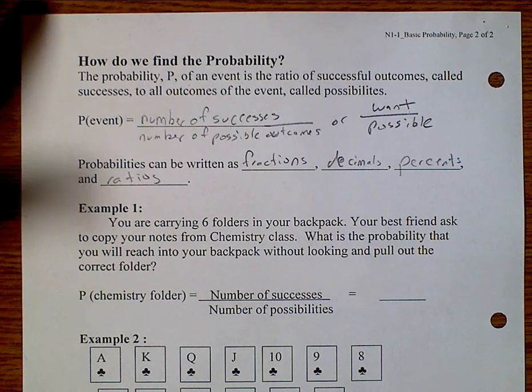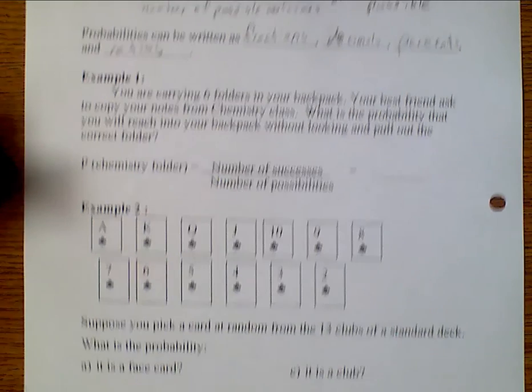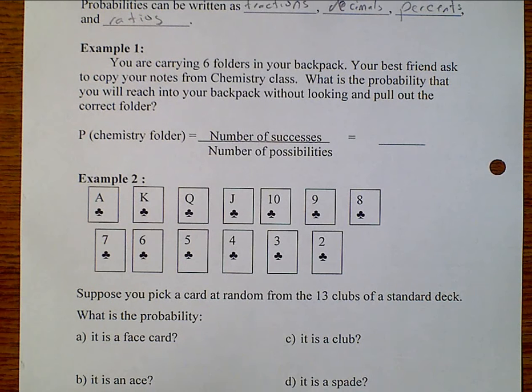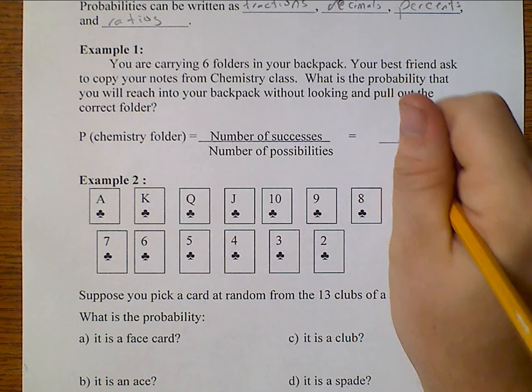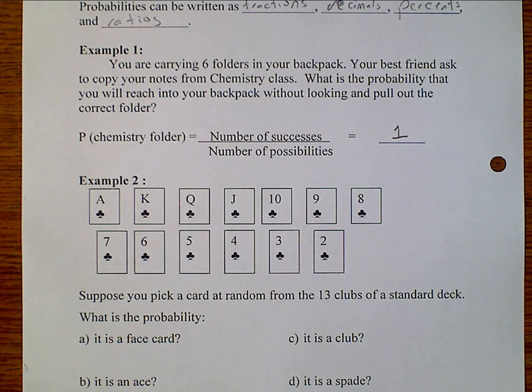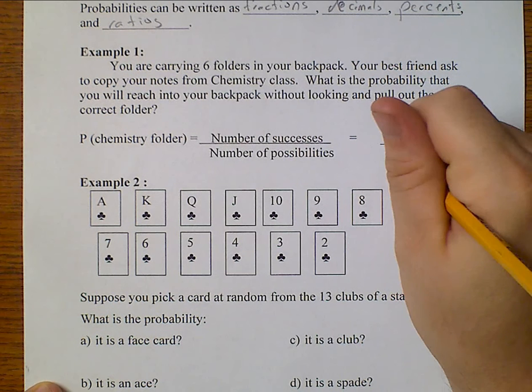So let's go ahead and work through example number 1. We've got 6 folders in our backpack, and your best friend wants to copy your notes from chemistry class. Let's just say that all of your folders are the same. You can't tell what they are by reaching in your bag. You reach in your bag without looking and pull out the correct folder. How many chemistry folders are you going to have? Well, you're probably only going to have one chemistry notebook.